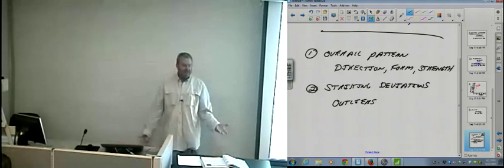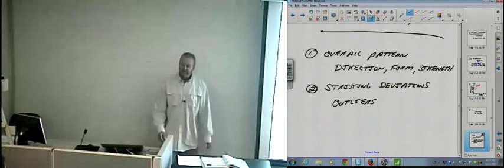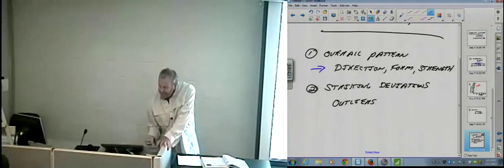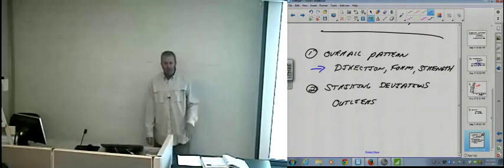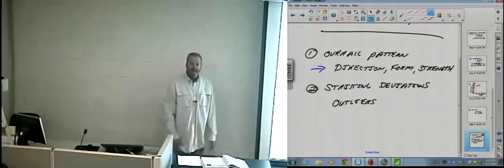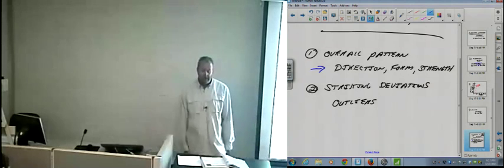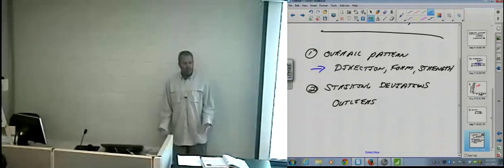They're out by themselves. Now, here's the thing. We're going to have a lot to say about this. Direction, form, and strength. I will have more to say to you about outliers in Chapter 5. Okay, these ones that don't fit this overall form.